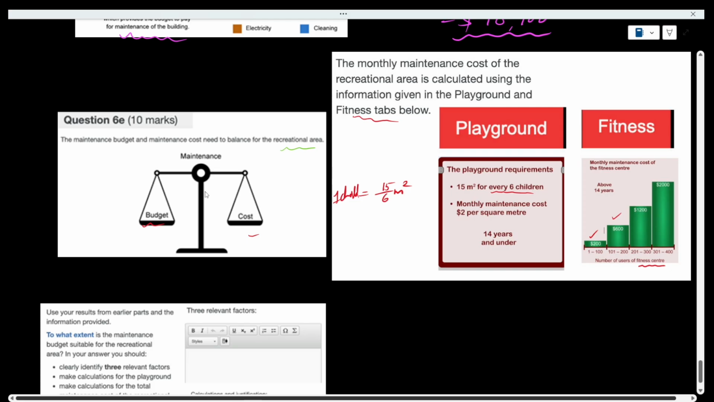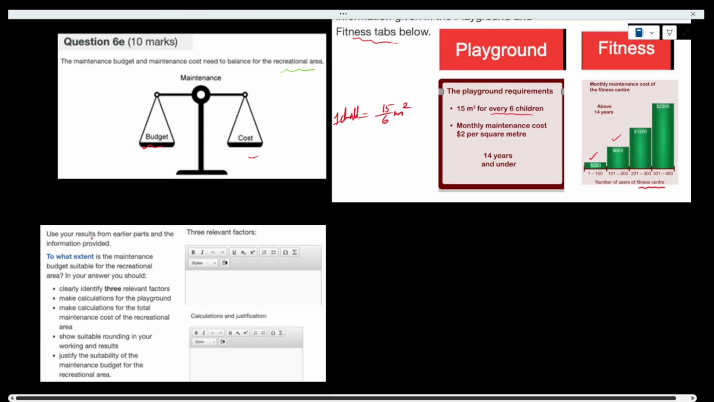Now what is given here? What do you need to answer? Use the result from the earlier part of the information provided. To what extent is the maintenance budget suitable for the recreational area? In your answer, you should write down three relevant factors, and then do all the calculation and justification. Mostly, the three relevant factors can be 2 marks, the calculation can be 4 to 5 marks, so 7, and then the justification and reasoning can be 2 to 3 marks, correct?